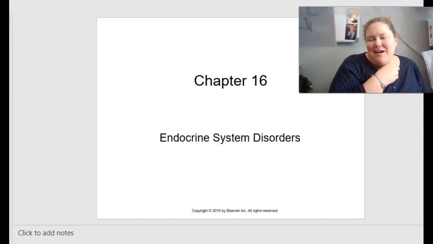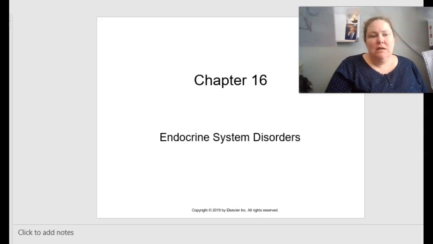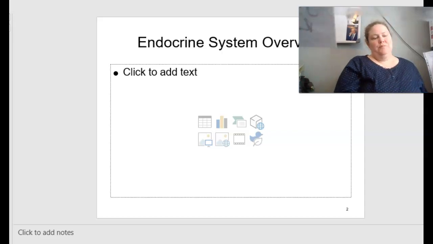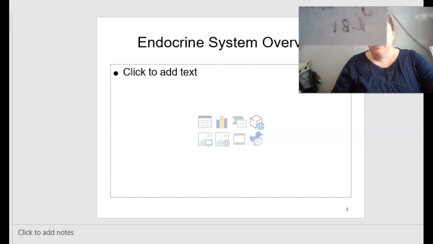So today we get to talk about chapter 16, which is on endocrine system disorders. Now, the endocrine system is a very important system in our body because it encompasses so many different things. It has the pituitary gland, the thyroid, the ovary, pancreas, testes, thymus. So a lot of the different organ systems that actually keep us functioning with basically hormonal control, but they're very important things, okay?